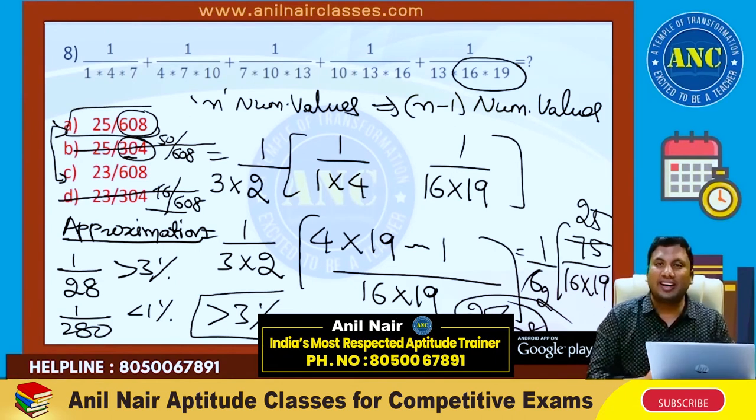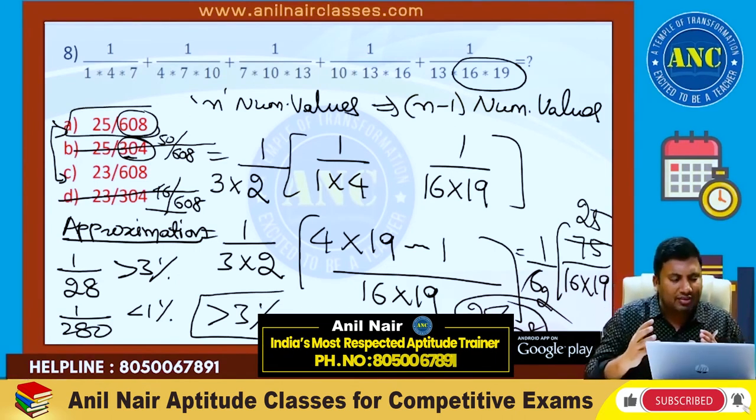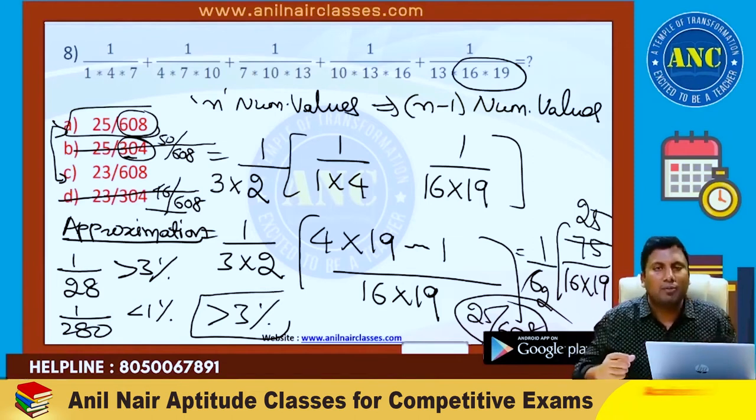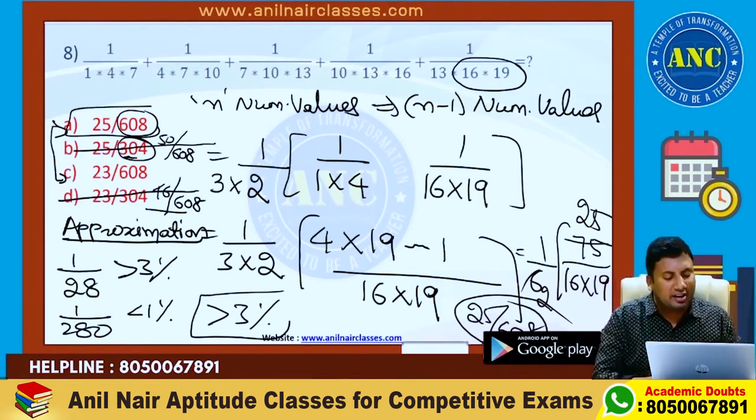3 25s are 3 2s are 25/608. I hope it is clear, right? I hope so. Greater than 3%. 23/608 is just less than 4%. The smaller values will come together and it is becoming just greater than 4%.